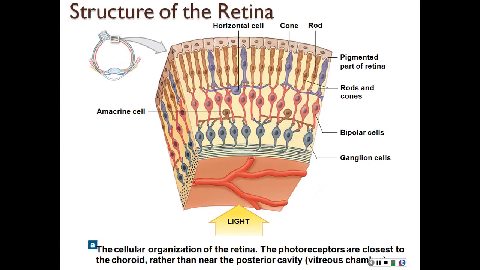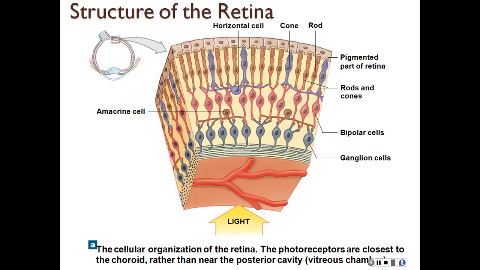And the structure of the retina, so this picture is a picture of the retina. You can see several layers of cells. As light comes through the back of the eye, the light is going up in the picture. So this back row is called the pigmented part of the retina. And then you have the stimulation from there of the receptors here, the rods and cones.